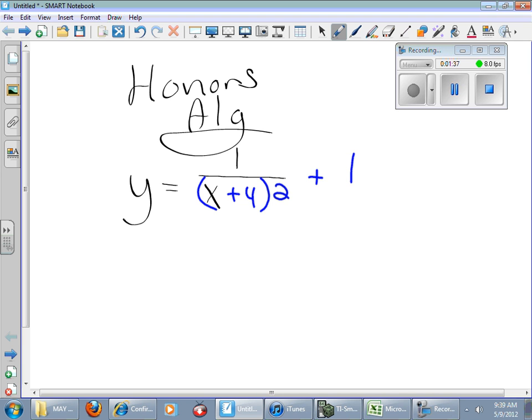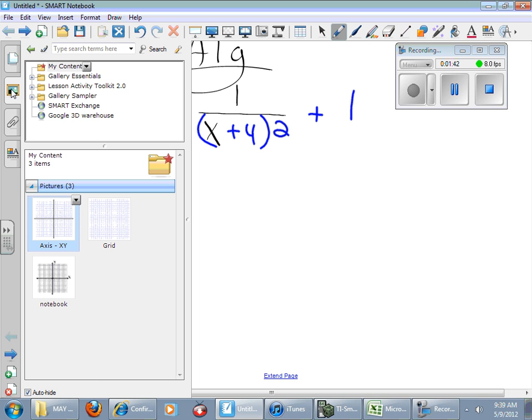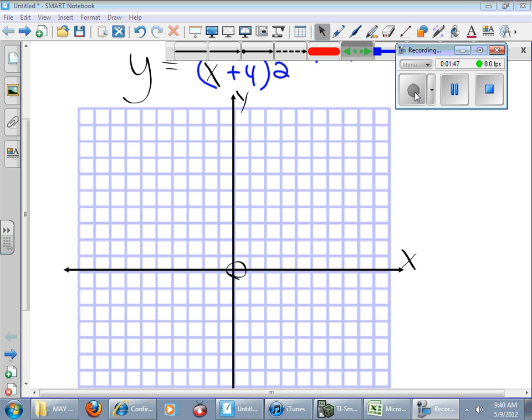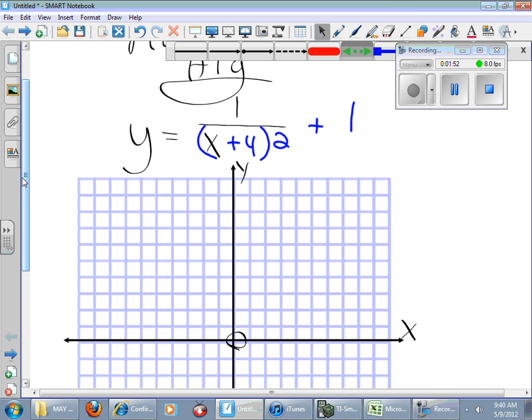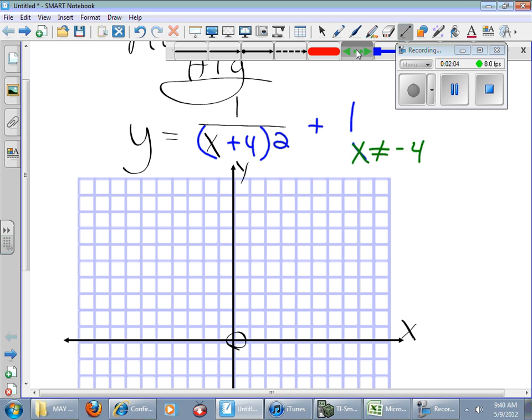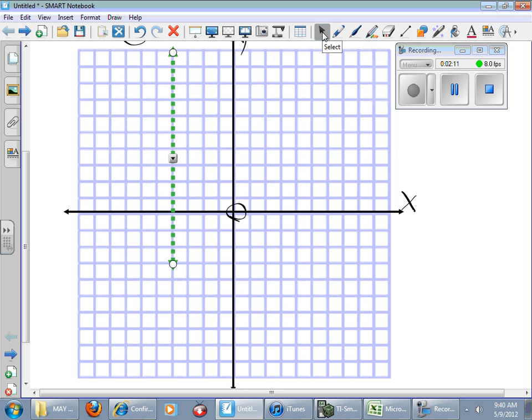Now the first thing I'm going to do, step 1, is to find my asymptotes. Let me get a graph over here. Okay, so I look at this original equation, and I see that x cannot equal negative 4. X is not allowed to equal negative 4, right? So that means my asymptote is going to occur where x is negative 4. It's going to be a vertical line here. I think most of you have that part down. I'll put that in first.